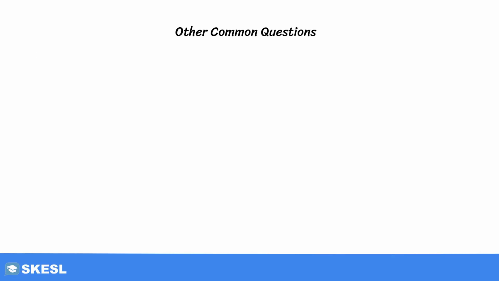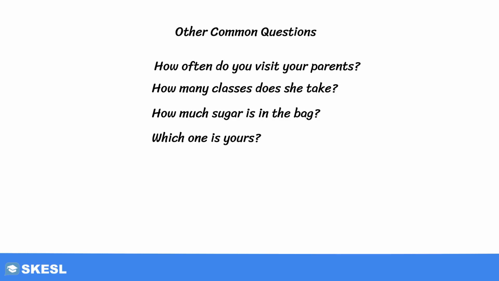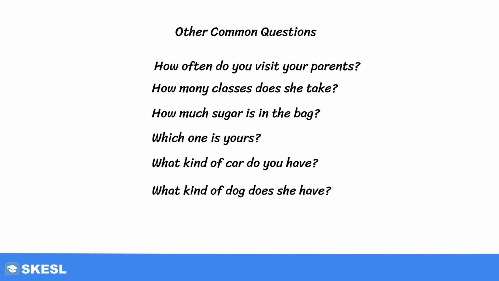There are other kinds of questions that we can make with the present tense. Here are a few examples of other common questions. How often do you visit your parents? How many classes does she take? How much sugar is in the bag? Which one is yours? What kind of car do you have? What kind of dog does she have?